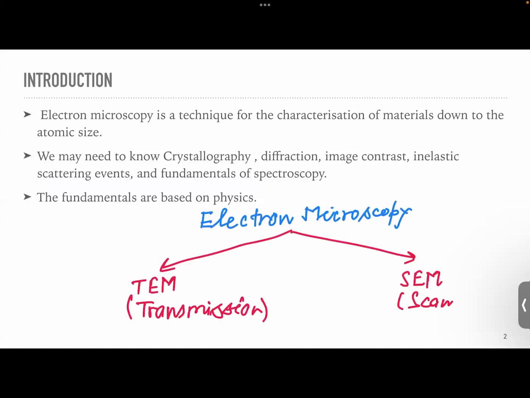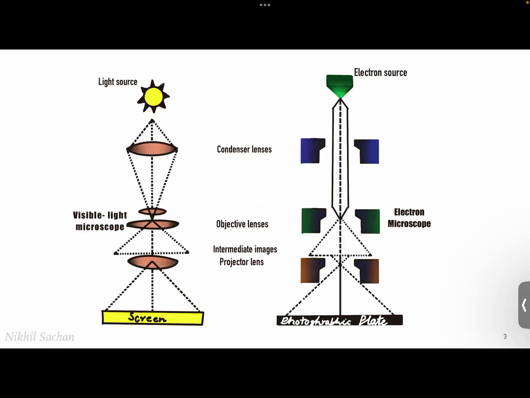So we can divide our microscopy into two parts. One is TEM and one is SEM. One is scanning electron microscopy and one is transmission electron microscopy. I will tell you what the difference between them is. First, we will compare visible light microscopy and electron microscopy.